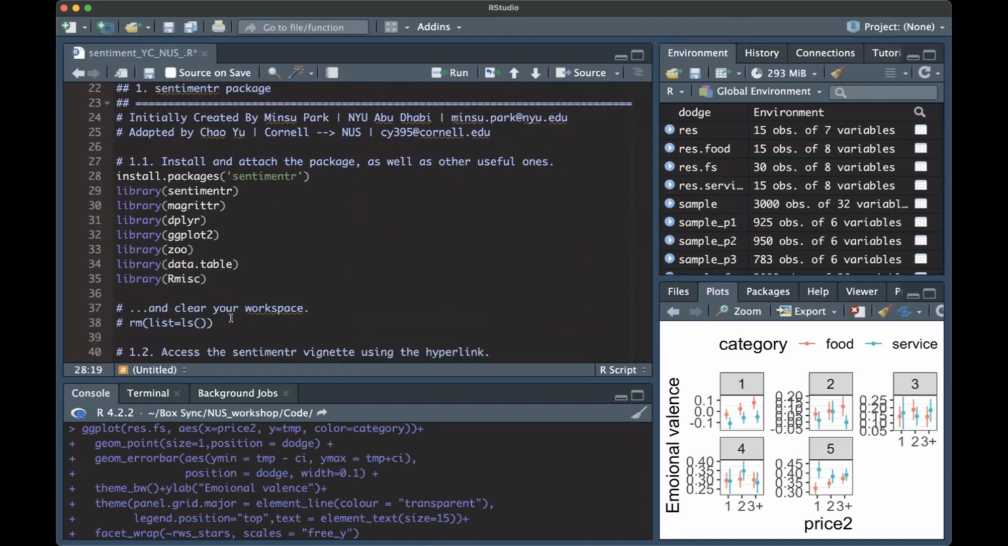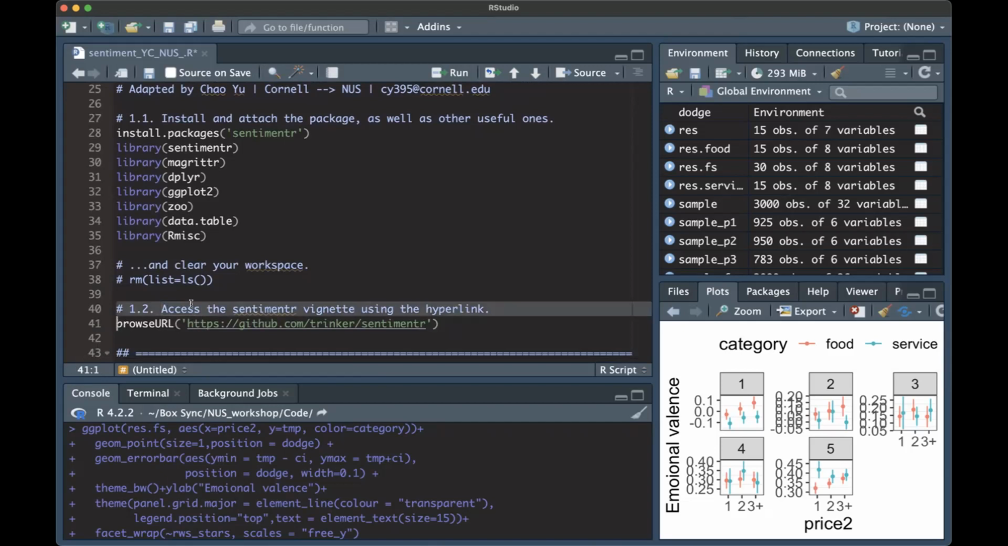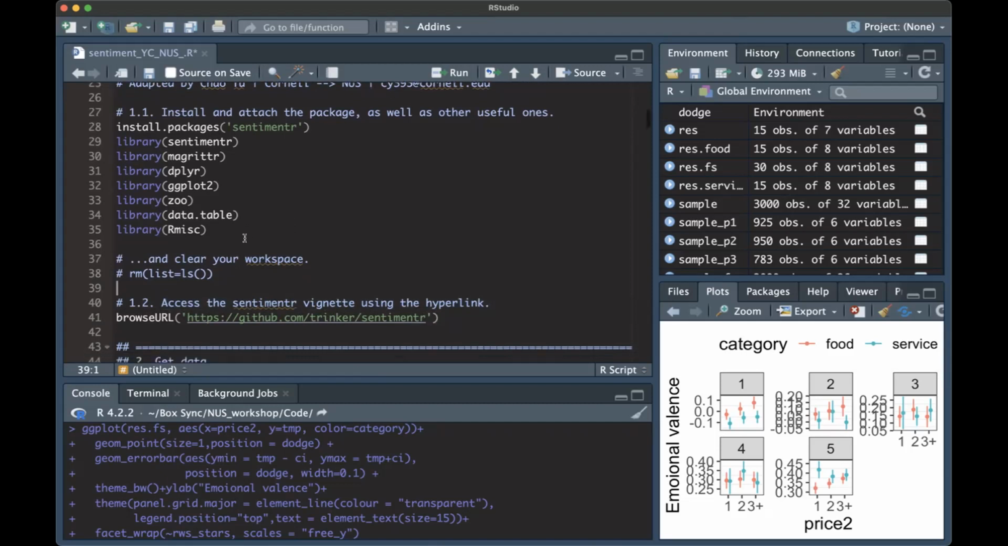I guess I will first briefly walk you through the code. And actually, I've already added some detailed notes. But if you have other questions, please let me know.